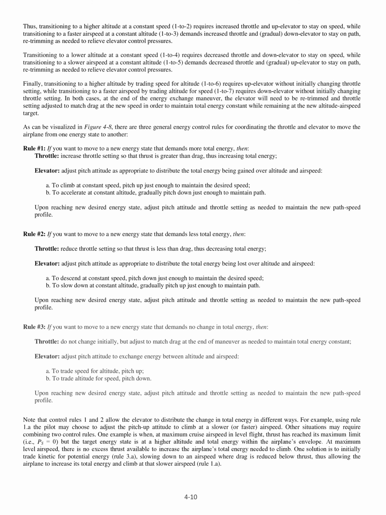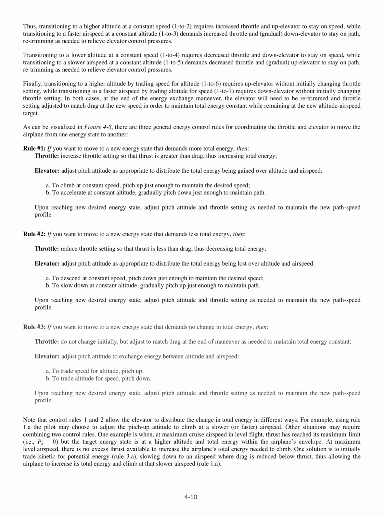Finally, transitioning to a higher altitude by trading speed for altitude, 1 to 6, requires up elevator without initially changing throttle setting, while transitioning to a faster airspeed by trading altitude for speed, 1 to 7, requires down elevator without initially changing throttle setting. In both cases, at the end of the energy exchange maneuver, the elevator will need to be retrimmed and throttle setting adjusted to match drag at the new speed in order to maintain total energy constant while remaining at the new altitude airspeed target.